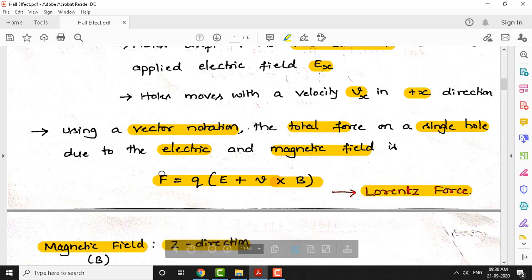The total force acting on a single hole is given by charge q times, because it's a positive sign you can note here, since it's a charge on a hole, not an electron. If you want to change this force equation for the electron, just change plus q to minus q. Within the bracket we have an electric field E added with the cross product of the velocity of the hole in our case and the magnetic field B over which the hole gets influenced. So this equation is called the Lorentz force equation. This is the force acting on a single hole which is flowing under the influence of electric and magnetic field.